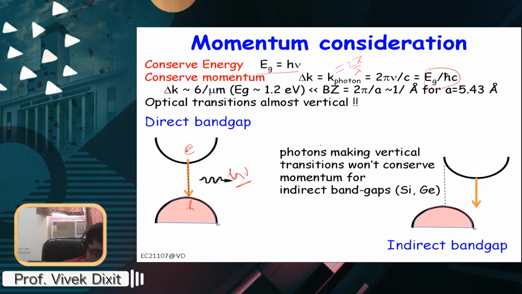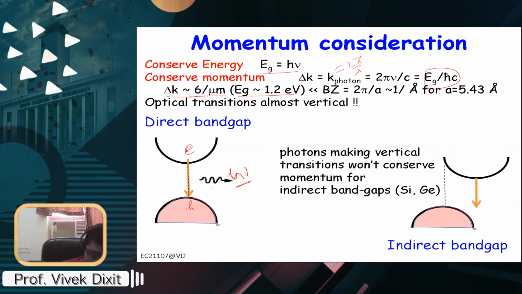If you calculate for a typical band gap around 1.2 eV, you get delta k around 6 per micrometer. That is, delta k is basically 6 into 10 raised to power 6 per meter. That is the momentum of the photon.